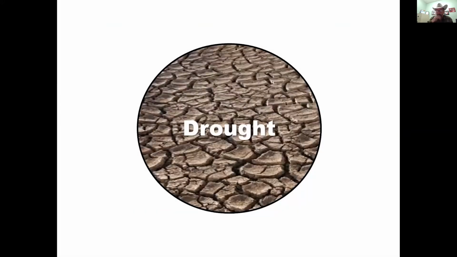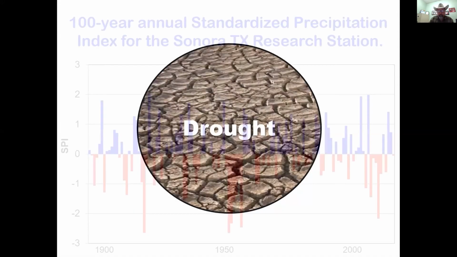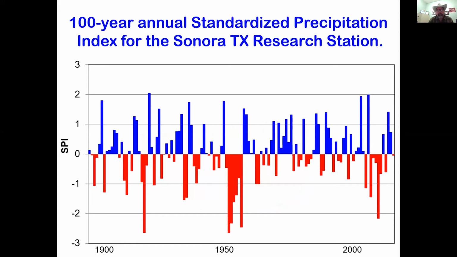And let's talk about drought. What I'm going to show you here is 100 years' worth of data from the Sonora research station where I live now. The graph is set up for the standardized precipitation index, and these are basically standard deviations above and below a long-term average, which is represented by the 0 line here. So the blue bars would be above normal annual precipitation, so wet years. Red bars would be dry years.